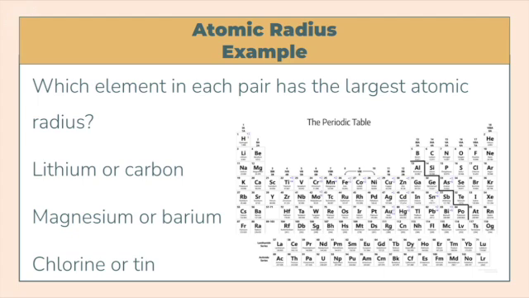However, because tin is lower than chlorine, we know that tin has more electron shells than chlorine. And when we have elements that are not in the same period, that is the number one thing we look at. That's the only thing we need to look at: whichever one is lower has more electron shells and will therefore be larger. So don't overthink this. Just because tin is lower in the periodic table means it has more electron shells, so therefore it has the larger atomic radius. We do not need to compare anything else.